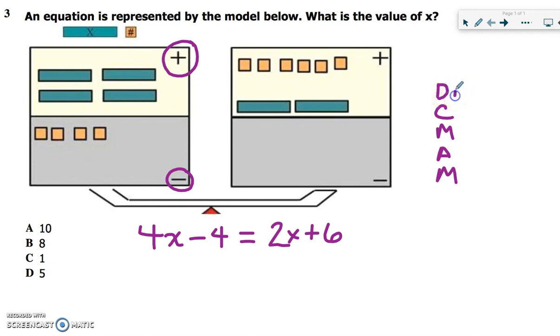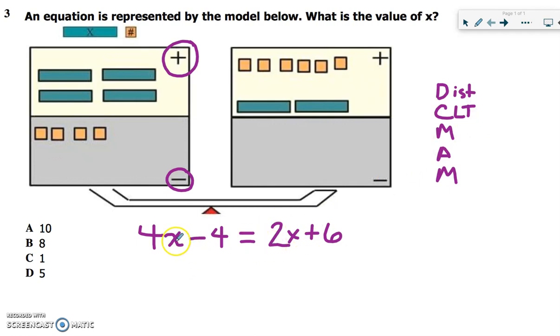Okay? Where the D in this acronym represents, you got it, distribute. Going to distribute if I see any parentheses, which I don't. Excuse my abbreviations, okay? Next, we have C, which is representative of combining like terms on each individual side.